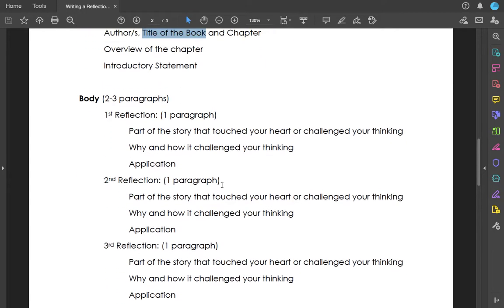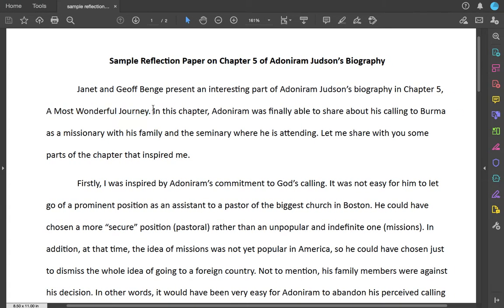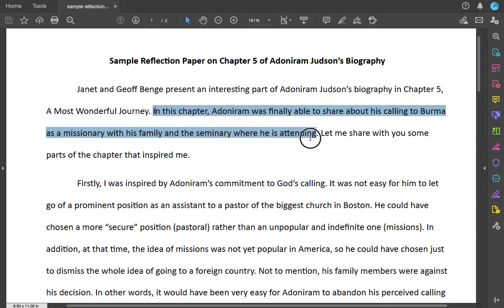And also, after that, you need to give an overview of the chapter. As I said, it can be a brief summary, one to two sentences. In this chapter, Adoniram was finally able to share about his calling to Burma as a missionary with his family in the seminary where he is attending. Yeah, that's an overview, right?